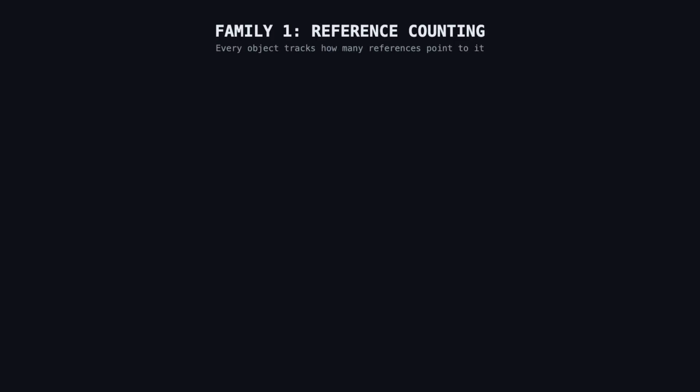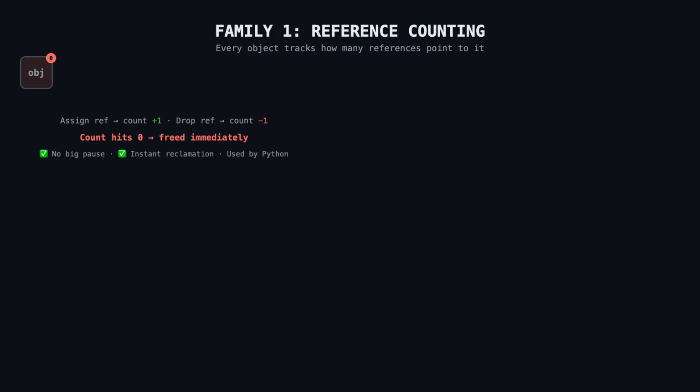There are two fundamental ways to find the garbage. The first is reference counting. The idea is simple. Every object keeps a counter of how many references point to it. Assign a reference, the count goes up. Drop a reference, the count goes down. The moment the count hits 0, nobody's pointing at the object, so you free it immediately. This is nice because reclamation is instant and the work is spread out. There's no big pause. Python uses this as its primary mechanism.